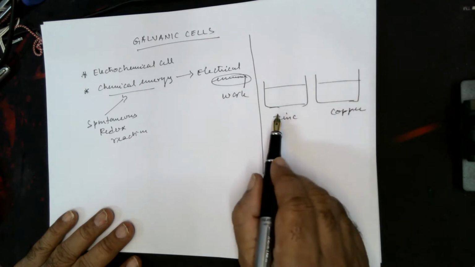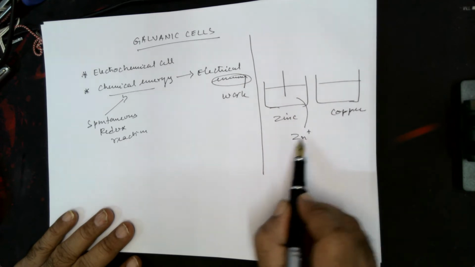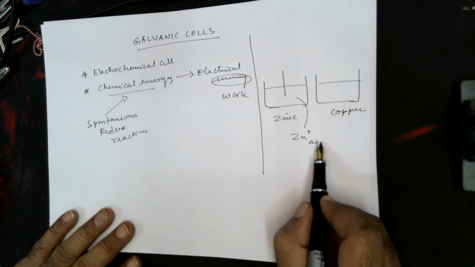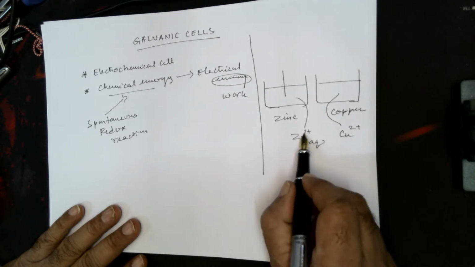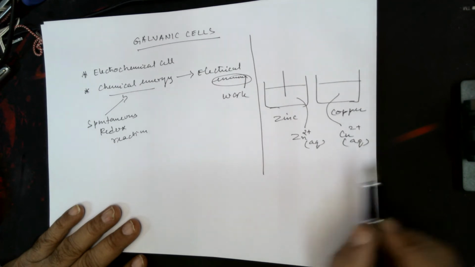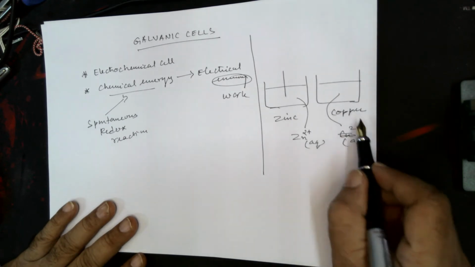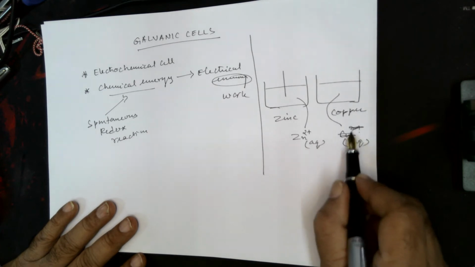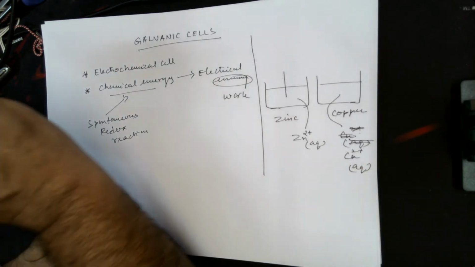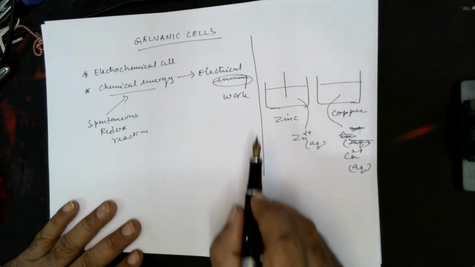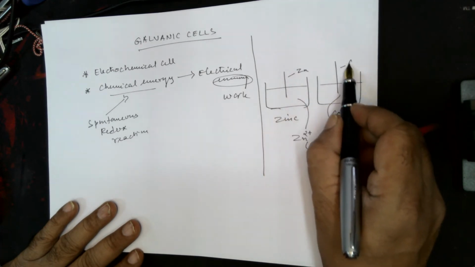So in the zinc electrolytic bath we have the zinc electrode kept in zinc salt, that is represented by Zn 2 plus. And here the copper salt may be copper sulfate, so Cu 2 plus, and this is Zn 2 plus, aqueous. Of course, this is copper and copper 2 plus. It should be represented as aq. So we have here zinc electrode and copper electrode.